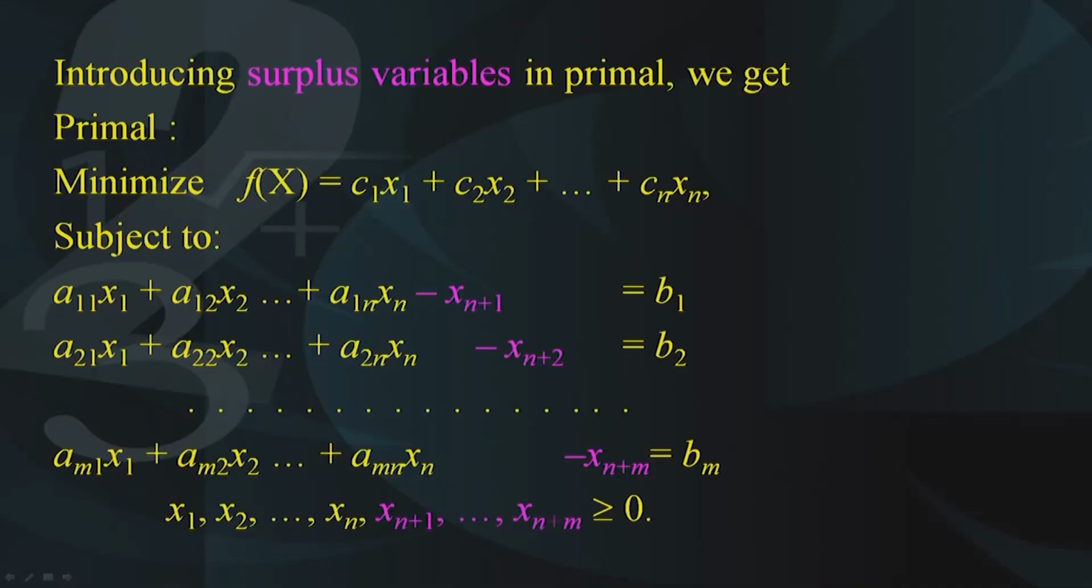Since we have to convert the greater than or equal to type to the equality type, we need to subtract the surplus variables, and once we have done this, all the constraints are converted into equality type. Therefore, we have the decision variables x1, x2, xn, xn plus 1 up to xn plus m. All of them will be greater than or equal to 0.